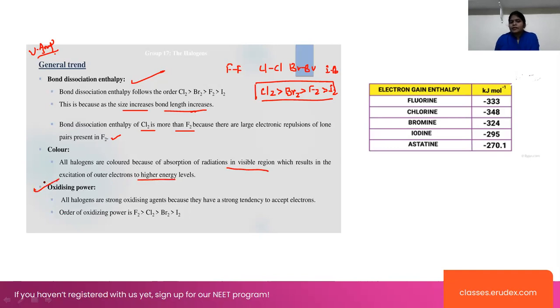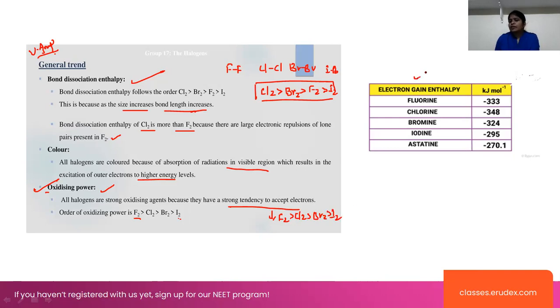Next is oxidizing power. This is also very important. Oxidizing power means the gain of electrons to get a stable configuration. Fluorine has high oxidizing power because fluorine gains one electron and gets the stable configuration. That's why oxidizing power is F2 greater than Cl2 greater than Br2 greater than I2. A strong tendency to accept electrons is called the oxidizing property, and that tendency is highest for fluorine, then chlorine, bromine, and iodine.